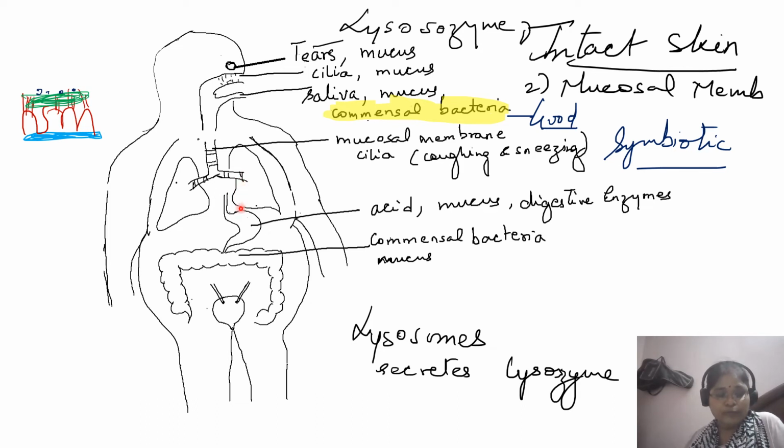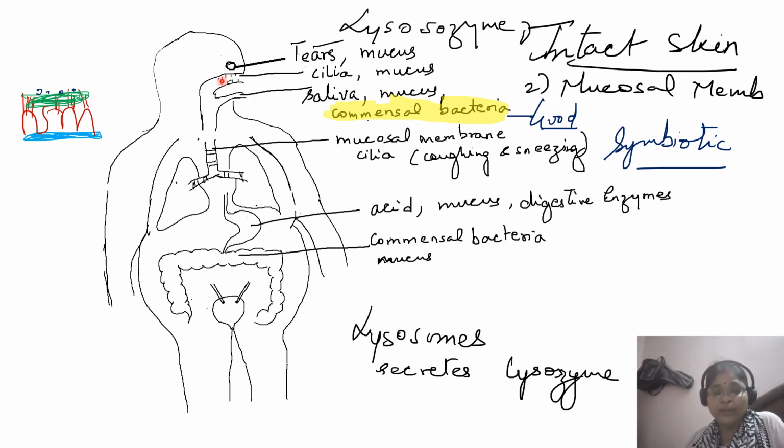Now when the food enters your stomach, what does it have? Acid. Hydrochloric acid, which lowers the pH highly, and it has mucus, as you know, and digestive enzymes. These enzymes, mucus and acid protect you from microbes. And if you remember, when you eat and something doesn't smell good, you don't eat further.